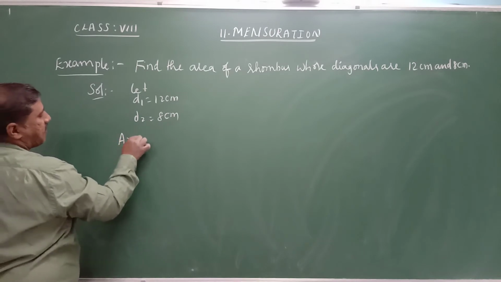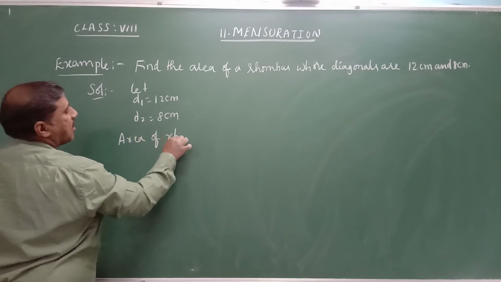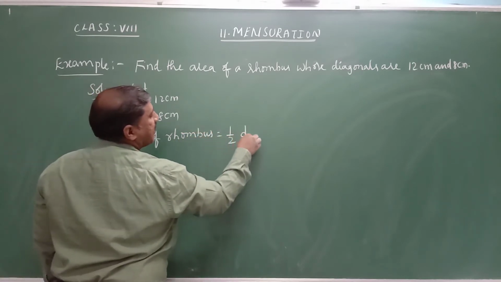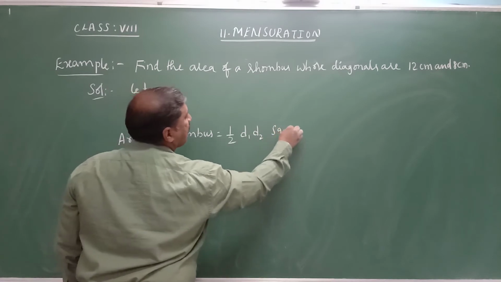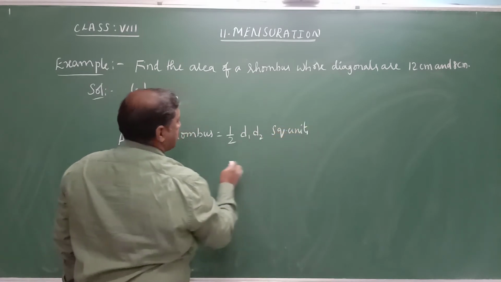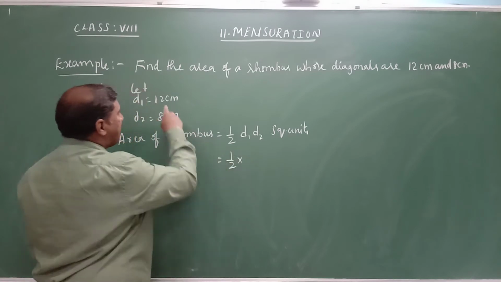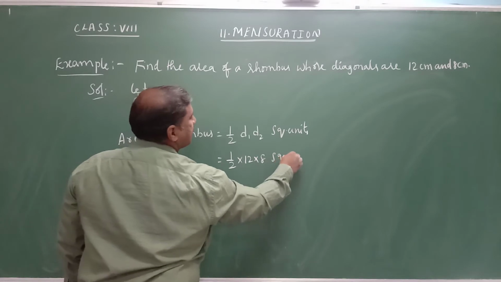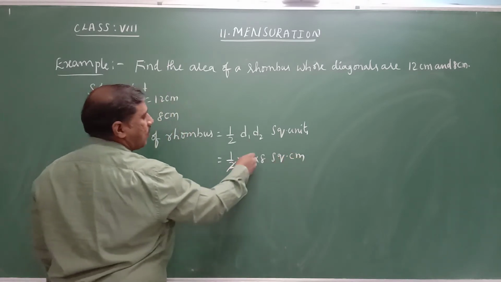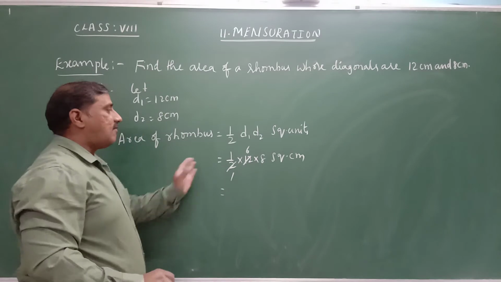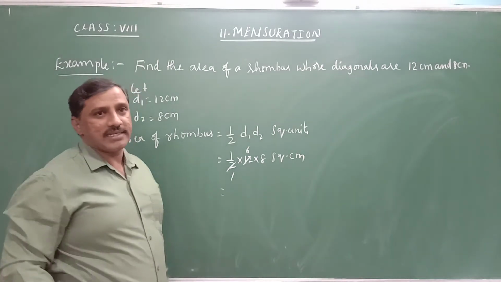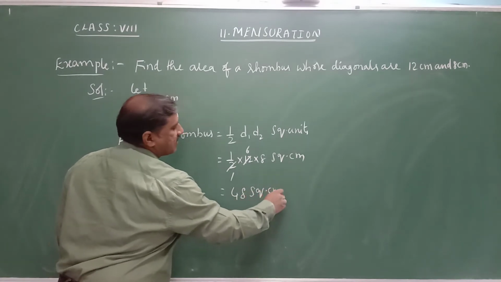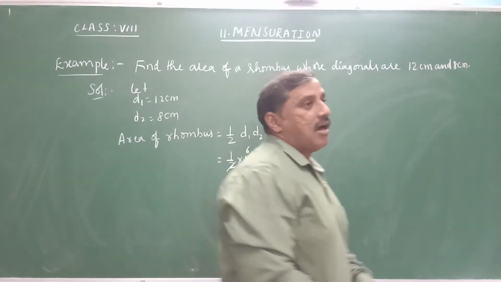Now the area of a rhombus is equal to what is the formula? It is half into D1 into D2 square units. Now substitute these values: half into D1 is 12 into D2 is 8 square centimeters. 2 ones are 2, 2 sixes are 12, that is 1 into 6, it is 6. 6 into 8, 6 eights are 48 square centimeters is the area of the given rhombus.